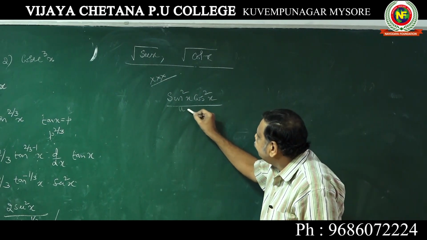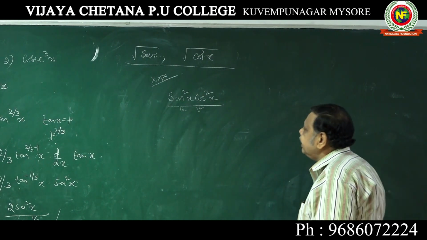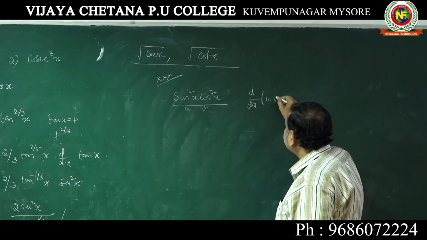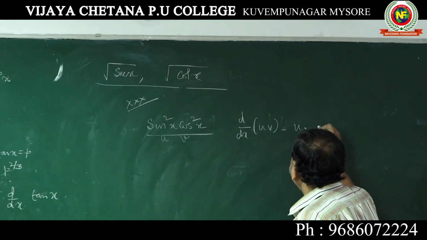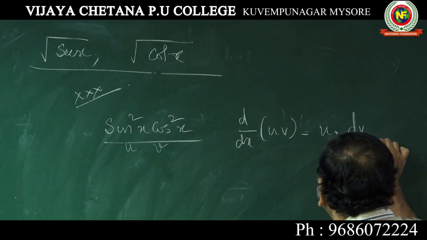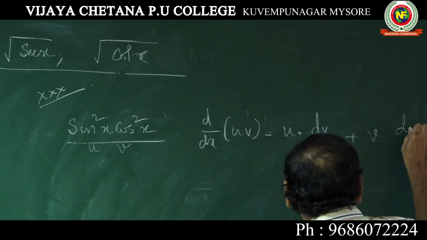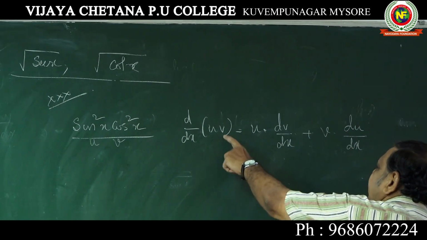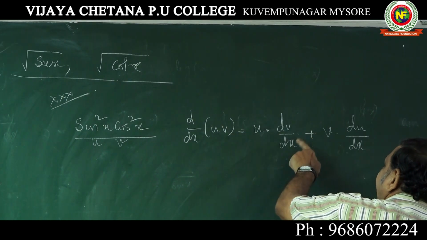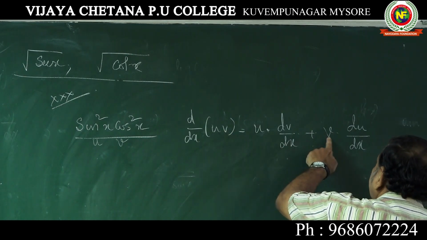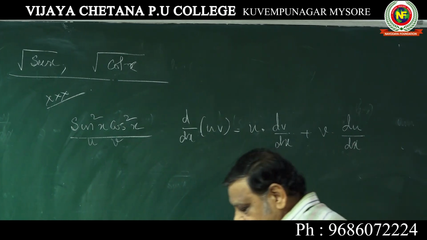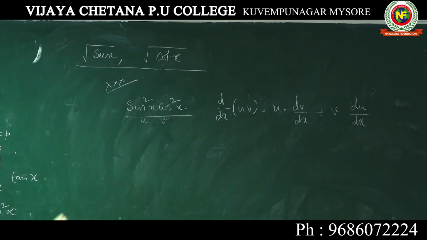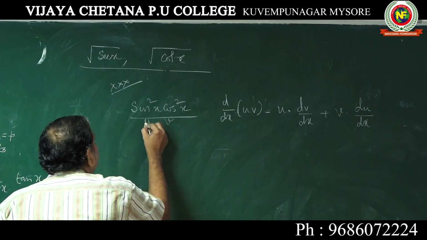Here you should adopt what is called the product rule. This is one function u, this is another function v. You know the formula, please write it down also: d by dx of uv is u into dv by dx plus v into du by dx. Very important: when two functions of x are there, first function into differential coefficient of second function plus second function into d by dx of first function. It is also called the uv rule or product rule. You have to apply it here. This is u and this is v.